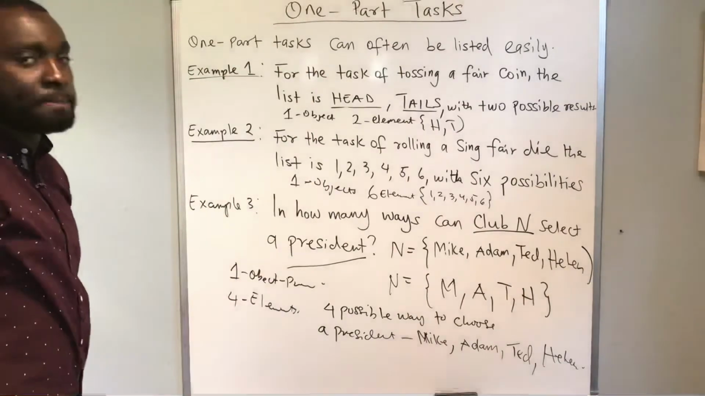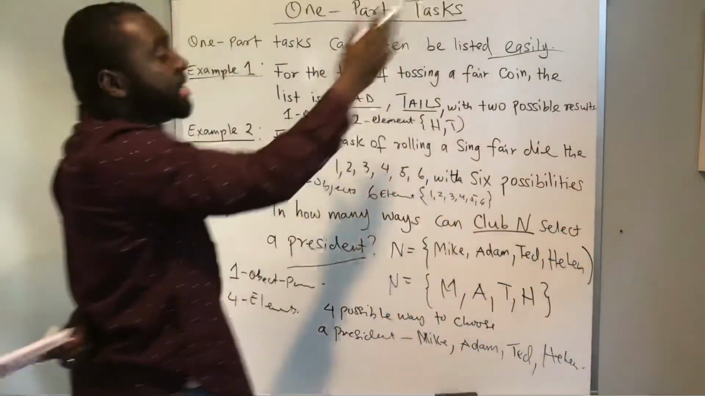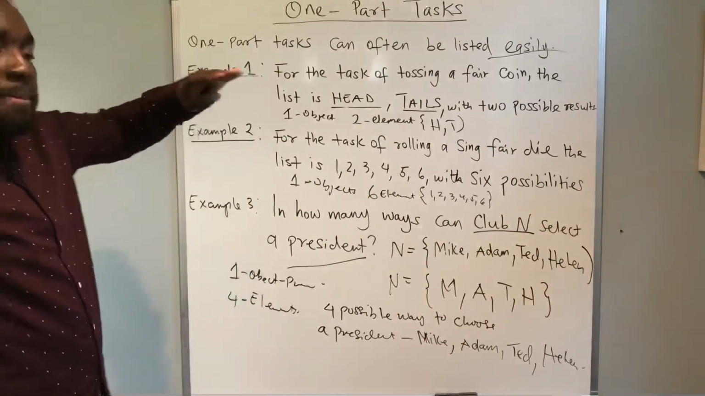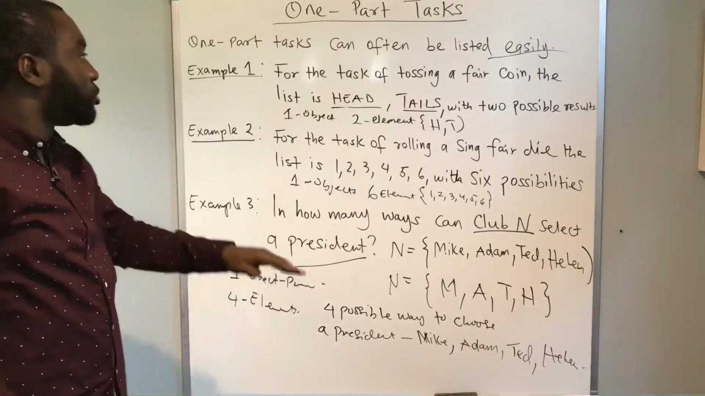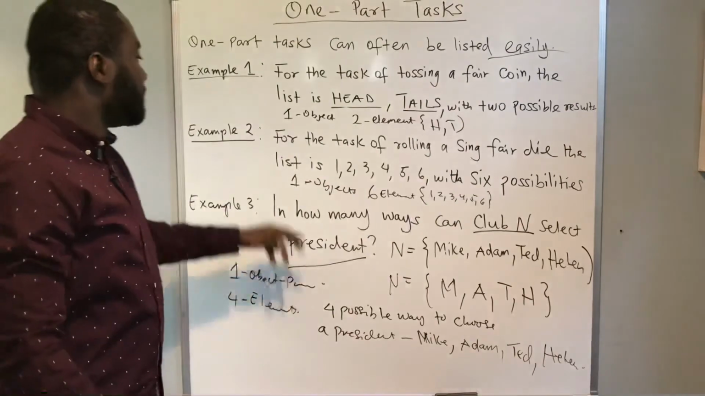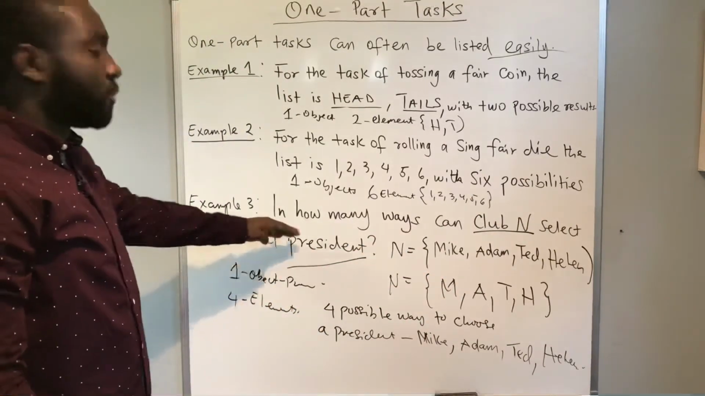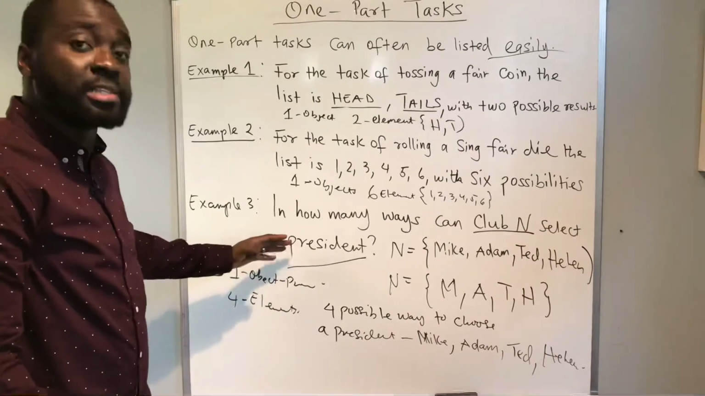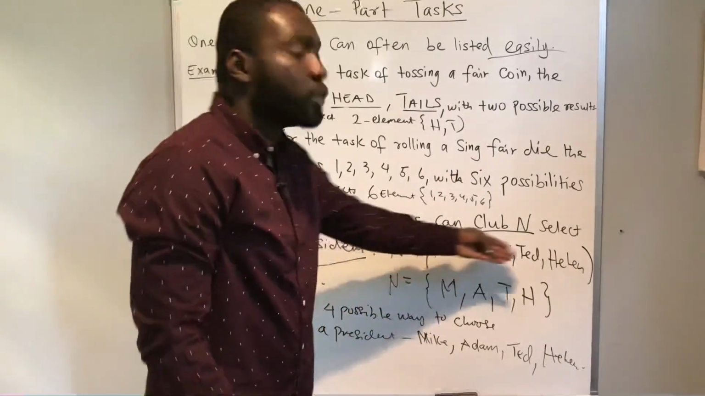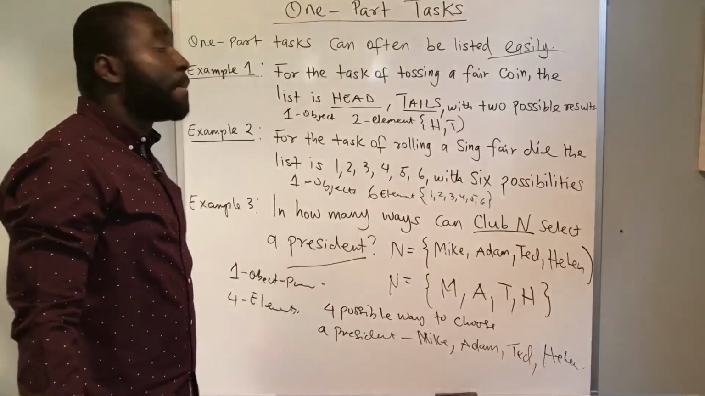So that's what a one-part task is all about. It can often be listed easily. You just list it. But just keep in mind that you always know 2 things: how many objects and how many elements. So for a coin, it's 1 object and 2 elements, head and tail. For a die, it's 1 object, 6 elements: 1, 2, 3, 4, 5, 6. And for this particular example where they want to choose a president, they just want to choose 1 president, so it's just 1 object. And they have 4 different people in a group, so they can either choose Mike, Adam, Ted, or Helen. So that's it for a one-part task.